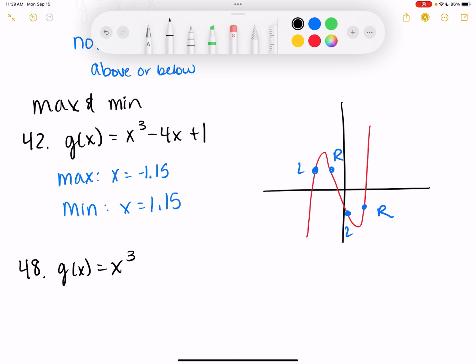What, like the sign for the max and the minimum? We're not doing anything with max and min. Oh, we're past it? I'm on even, odd, or neither.